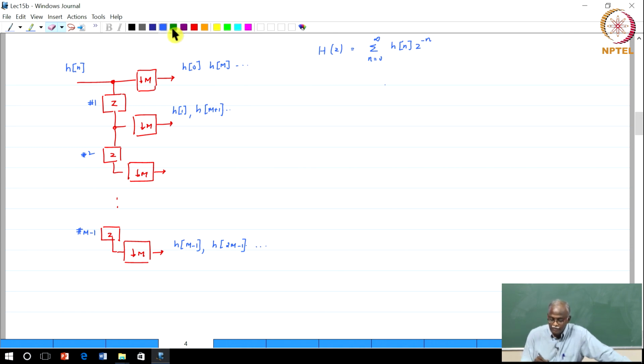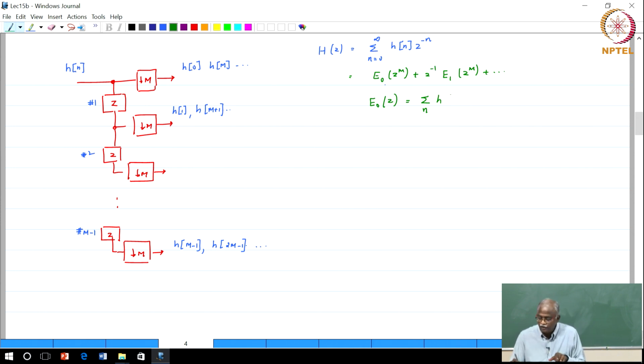So, if I were to split this into type 1 polyphase components, this would be E naught of z power m plus z inverse E1 of z power m dot dot dot, where E naught of z is the summation over n of h of n, h of mn, h of mn z power minus n.